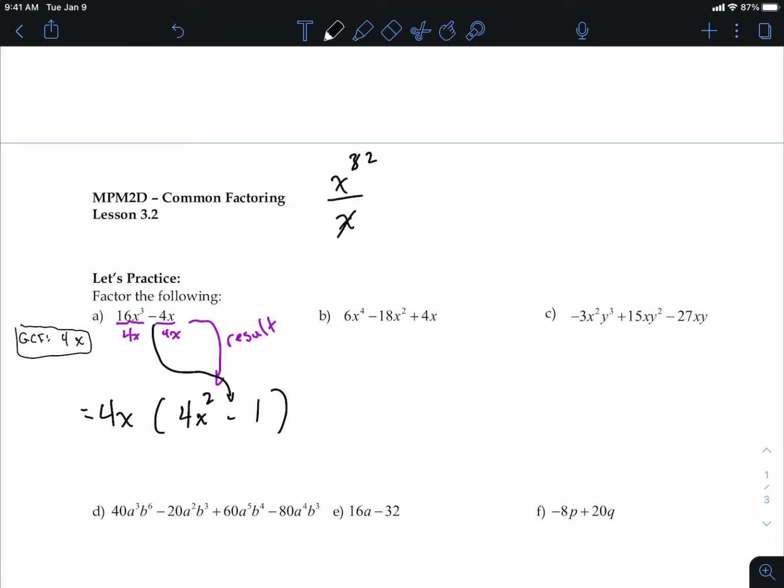You could confirm that's right by expanding again. What's that? Is that okay? So, let's do the next one. Always start by identifying what the GCF could be. Okay.